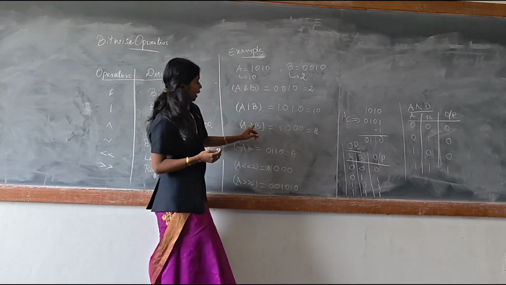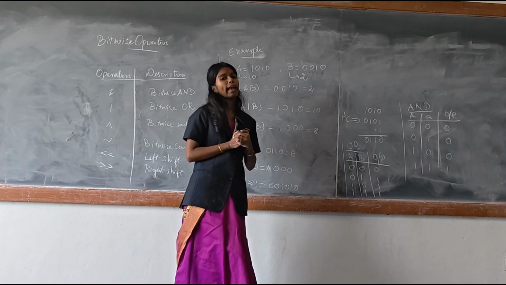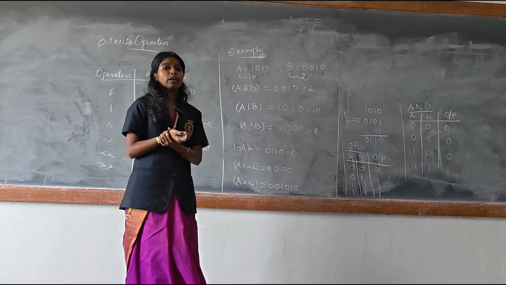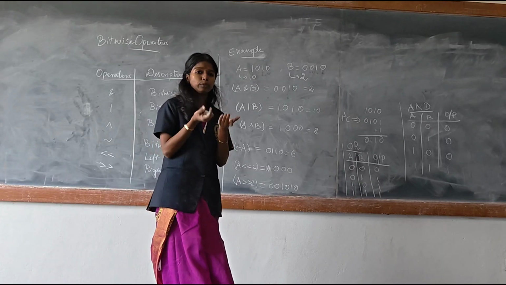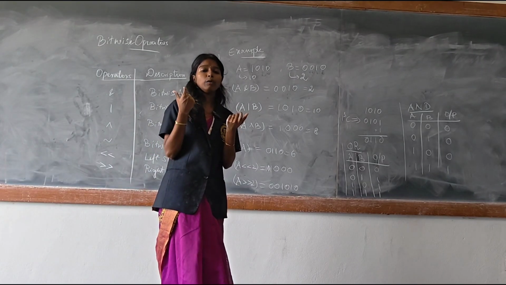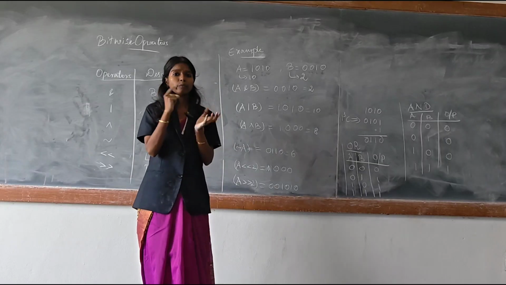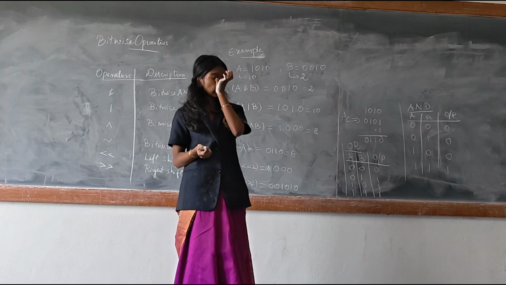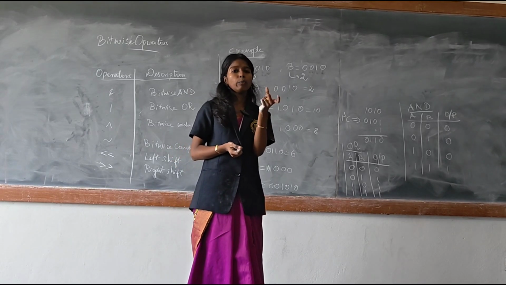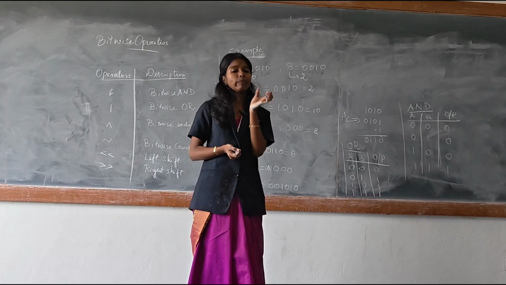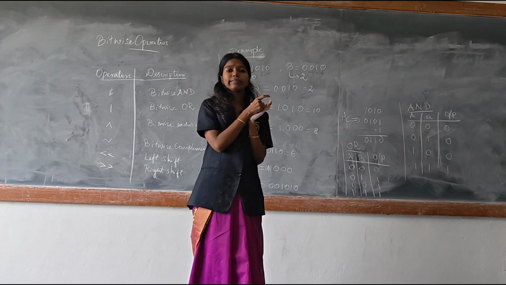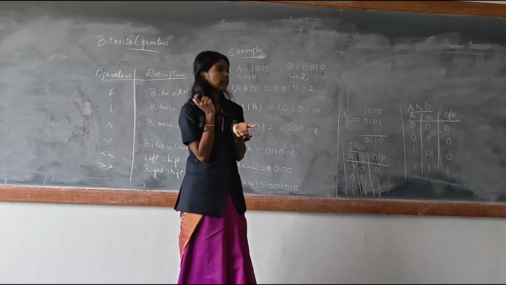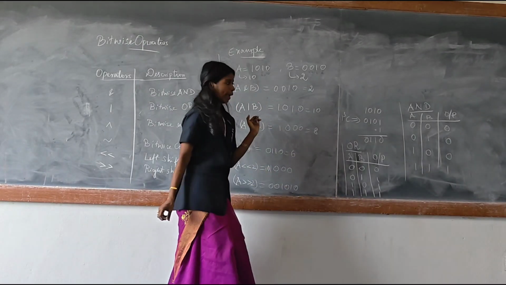Next a XOR b, or we can say a exclusive OR. In this we have to take the exclusive OR condition. In exclusive OR, if both the inputs are the same, we get the output 0. If both the inputs are different, we get the output 1. So if both the inputs are 0, we get 0, or if both the inputs are 1, we get 0. If the first input is 0 and the second input is 1, we get 1. If the first input is 1 and the second input is 0, we get 1. So this is the condition followed by exclusive OR.